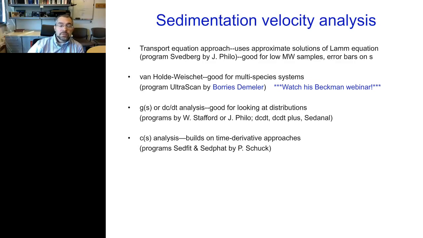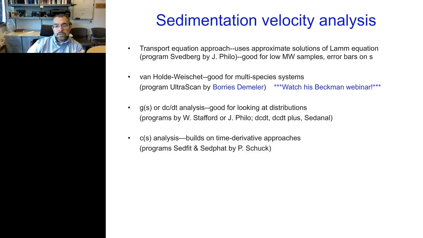The second completely different approach is the van Holde-Weischet approach. That's very powerful. One of the earlier methods for looking at multi-component mixtures and distinguishing them, etc. This is actually implemented in the program UltraScan by Borries Demeler, who has given one of these Beckman-sponsored webinars on LabRoots. So I would encourage any of you to look into his webinar for more information on UltraScan.